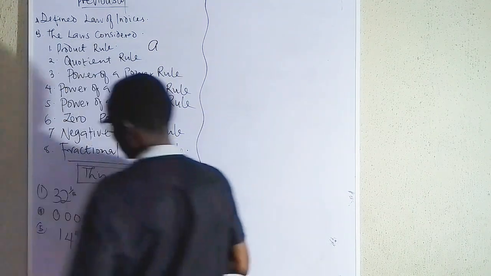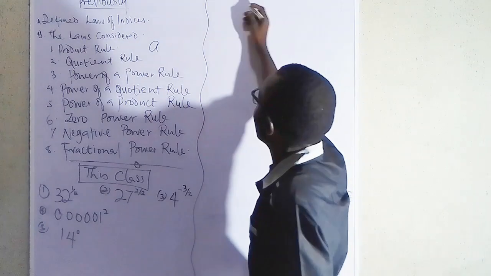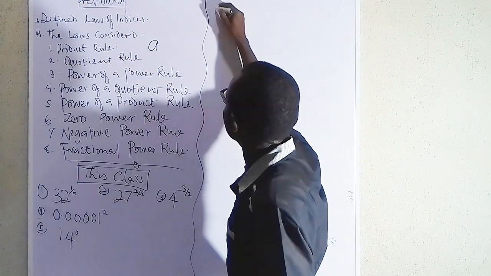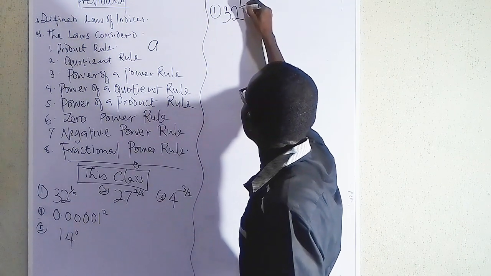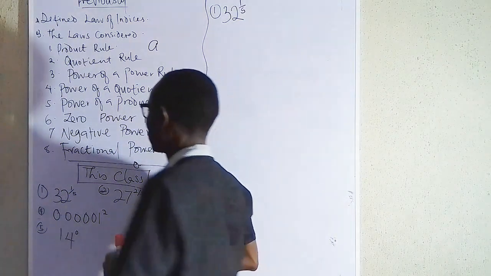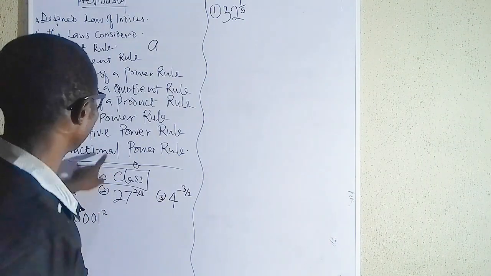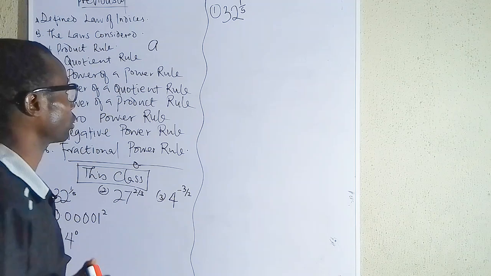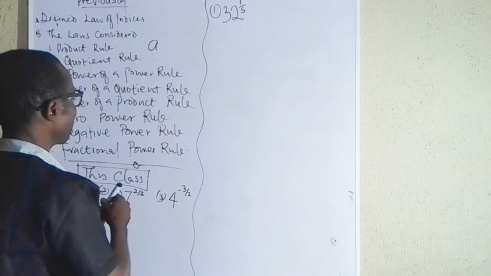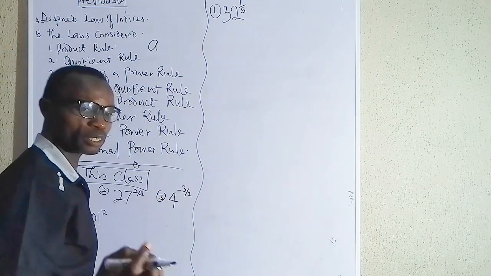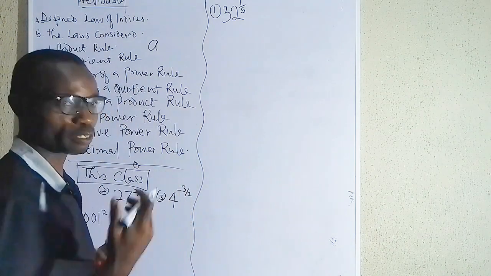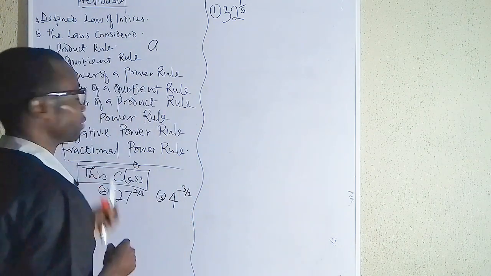The first one is this. We'll solve them one by one. The first will have 32 raised to the power of 1/5. Now this question falls in the fractional power rule. That is, the power, also referred to as the exponent, is a fraction.